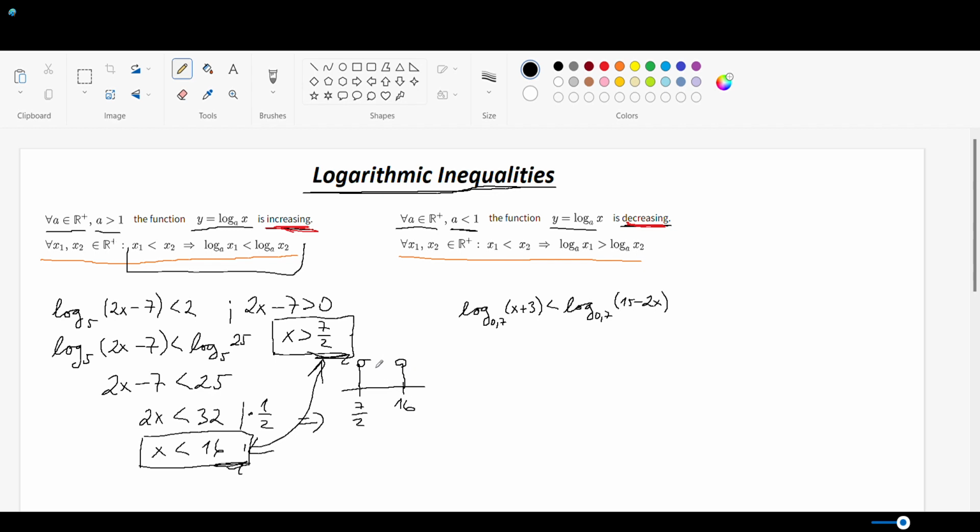So the first inequality says these are my solutions, and the second inequality says these are my solutions. If we find the intersection, these are the only numbers which are valid and can be the solution of the inequality. So the set of solutions is the open interval from 7 over 2 to 16, open interval, because here we have the strict inequality sign, and this is it. This is our solution of the inequality.